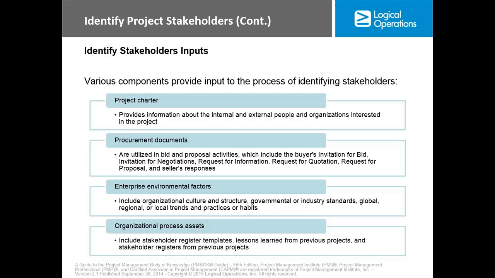Okay, now we have enterprise environmental factors, which include culture and structure, organizational and industrial standards, and global, regional, or local trends and practices or habits. Because these are ways you actually identify the stakeholders. For instance, in Nigeria, we have various religions. We have the Christian religion, the Muslim religion, and the African traditional religion. These form the structure and the culture of the people that you find around.